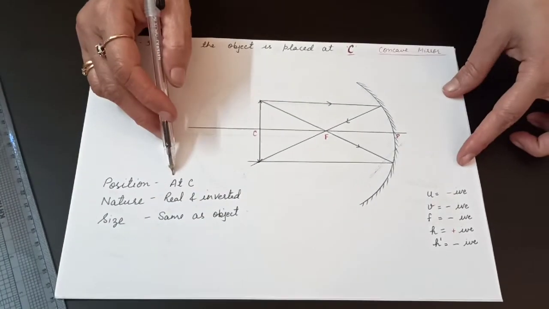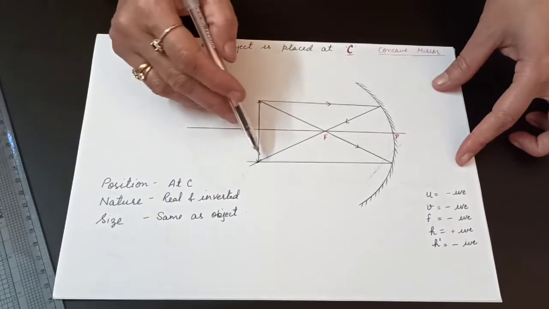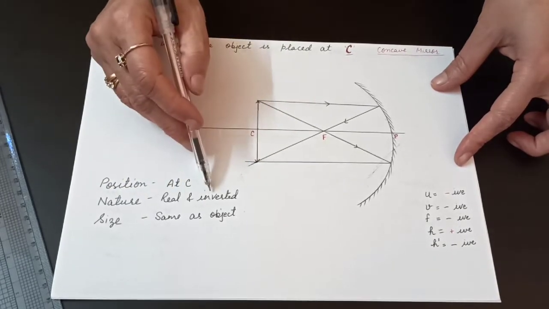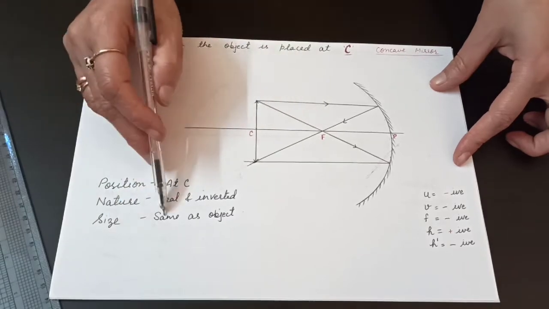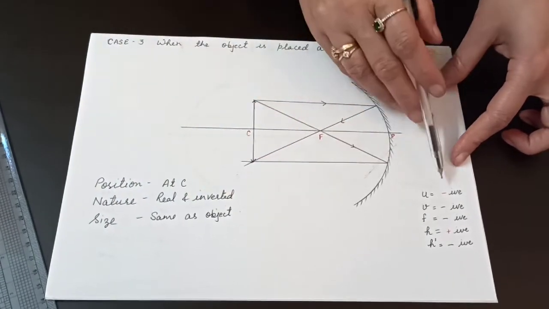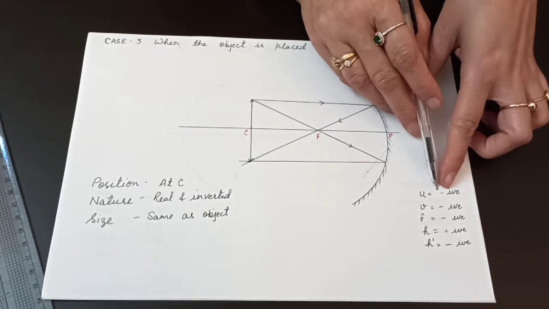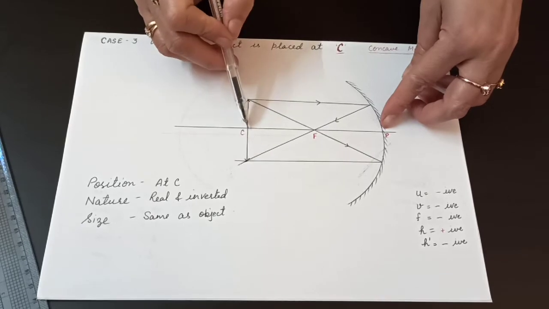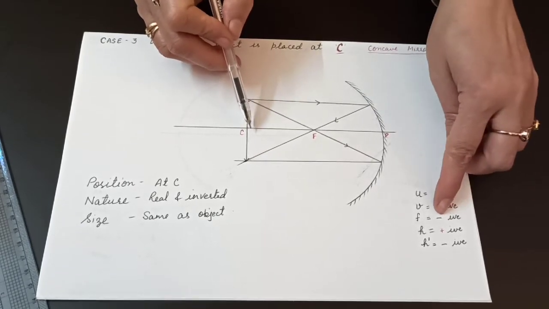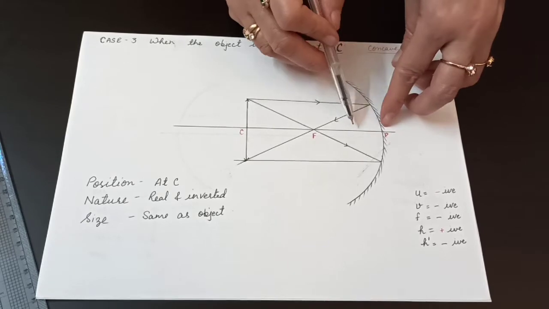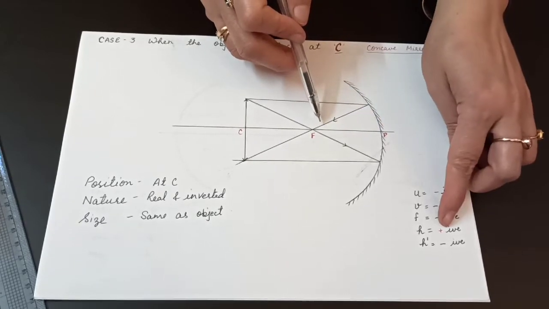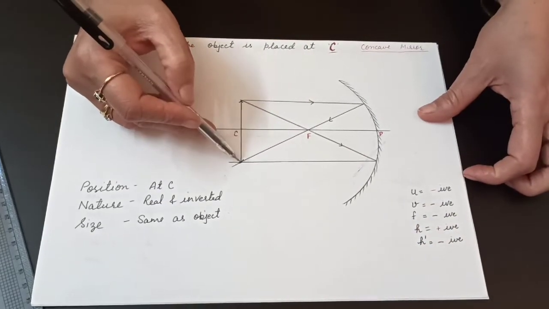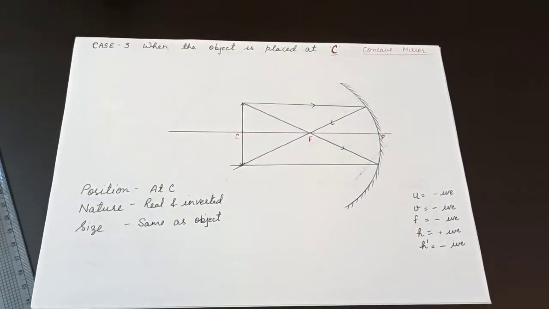So I've already written the position of the image at C. Nature is inverted, therefore real and inverted, and size same as object. These signs: U, negative always; H, positive always; V, from P to point of image, negative; F, again, always negative; H dash below the principal axis, negative.